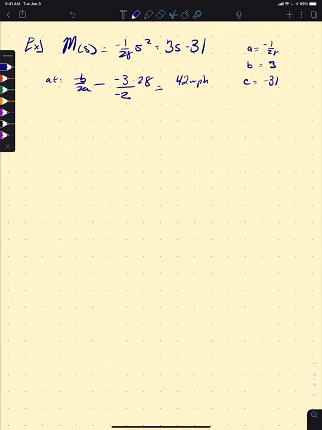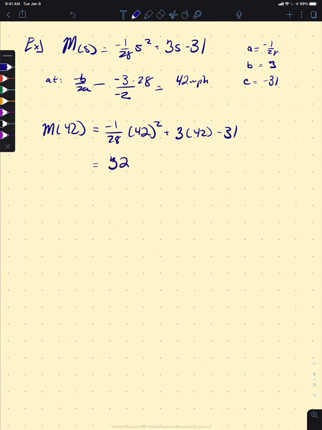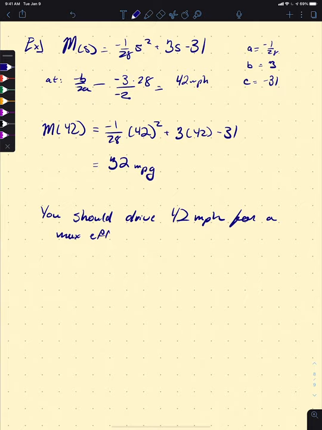And then what would the fuel efficiency of your car be? Well, that would be M of 42 miles per hour. So it's going to be negative 1 over 28 times 42 squared plus 3 times 42 minus 31. And if you plug this into your favorite calculator or work it out by hand, you're going to see that your fuel efficiency is going to come out to 32 miles per gallon. So you should drive 42 miles per hour for a maximum efficiency of 32 miles per gallon. Sweet.